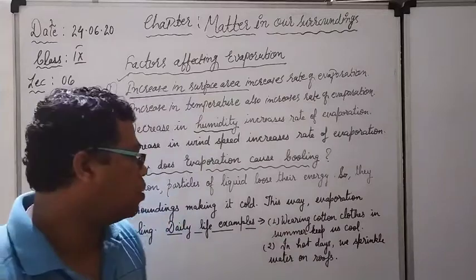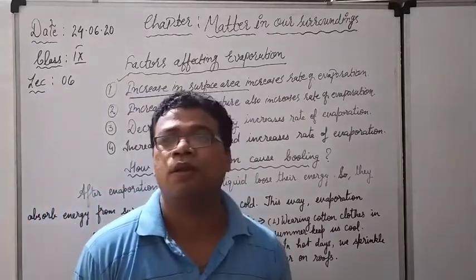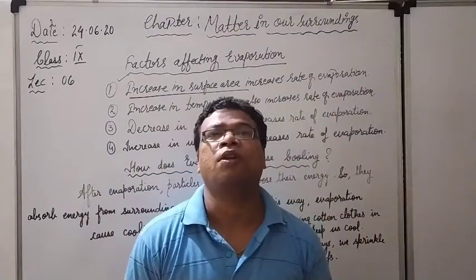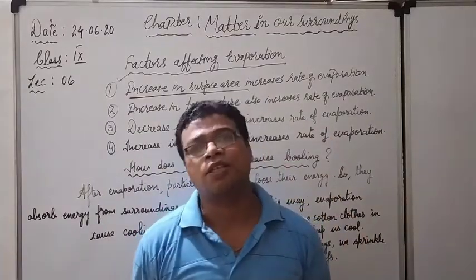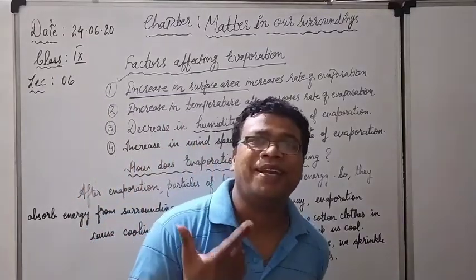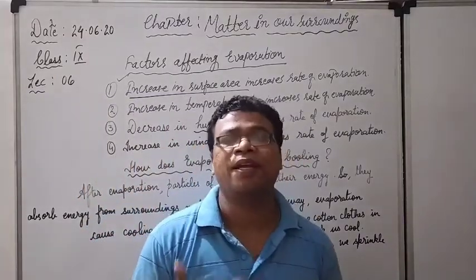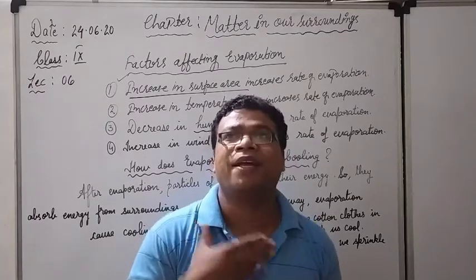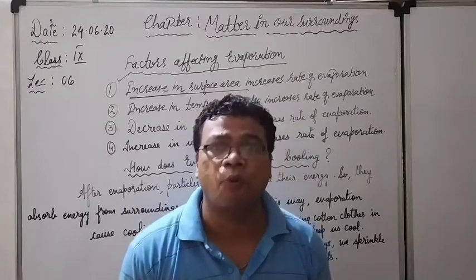First, wearing cotton clothes in the summer keeps us cool. What happens? During the summer days we wear cotton clothes. Why? Because cotton cloth is a natural fabric, and we know that it absorbs sweat. It absorbs more sweat, and after that it exposes our cloth directly to the atmosphere for easy evaporation.